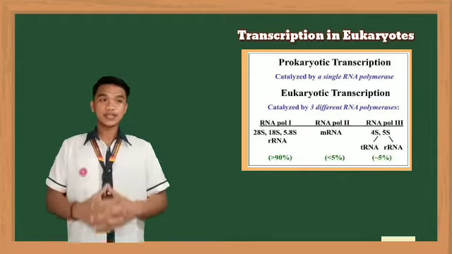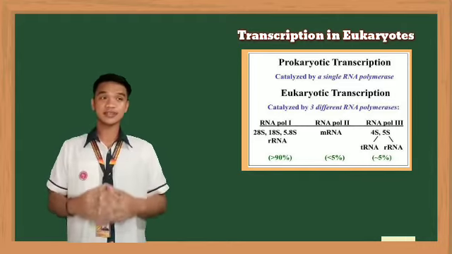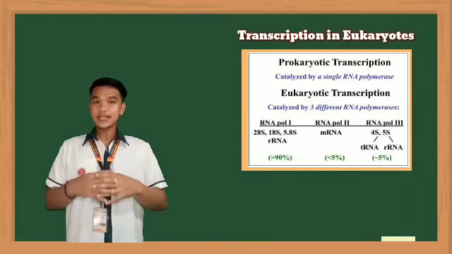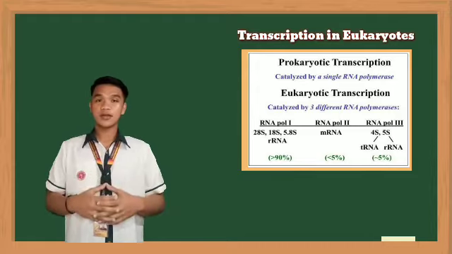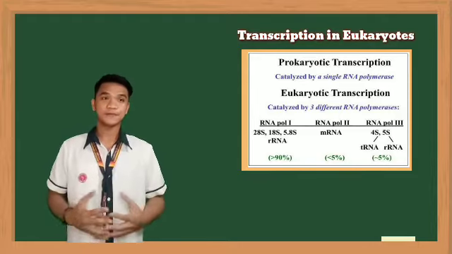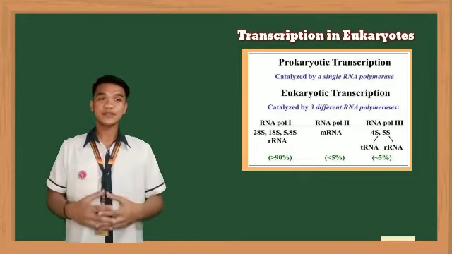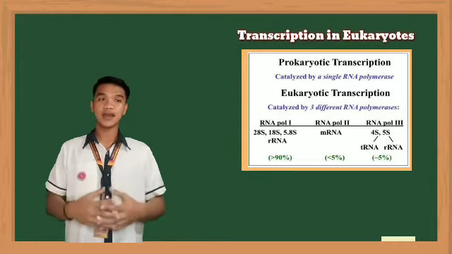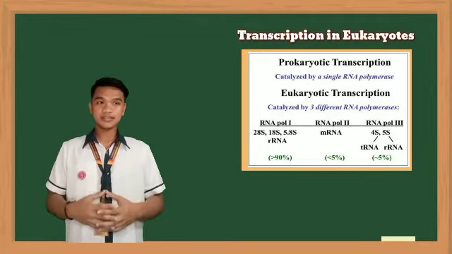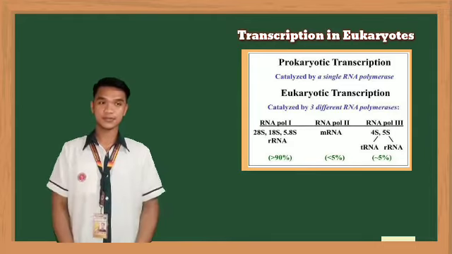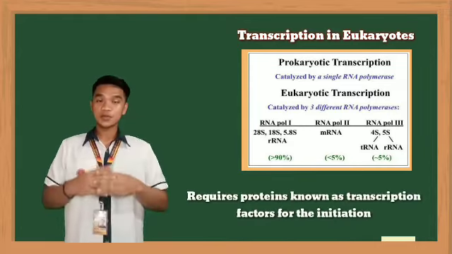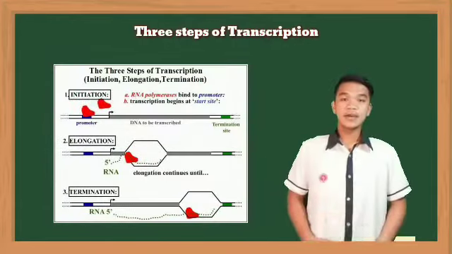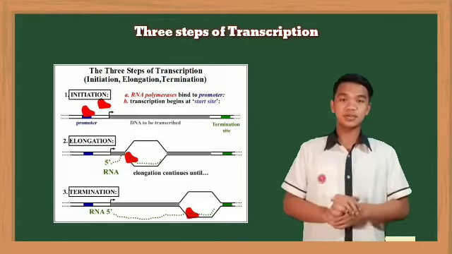It's the elaborate process that eukaryotic cells use to copy genetic information stored in DNA into units of transportable complementary RNA replica. It occurs within the nucleus, where DNA is packed into nucleosomes and higher order chromatin structures, and it requires proteins known as transcription factors for the initiation. Here are the 3 steps of transcription.